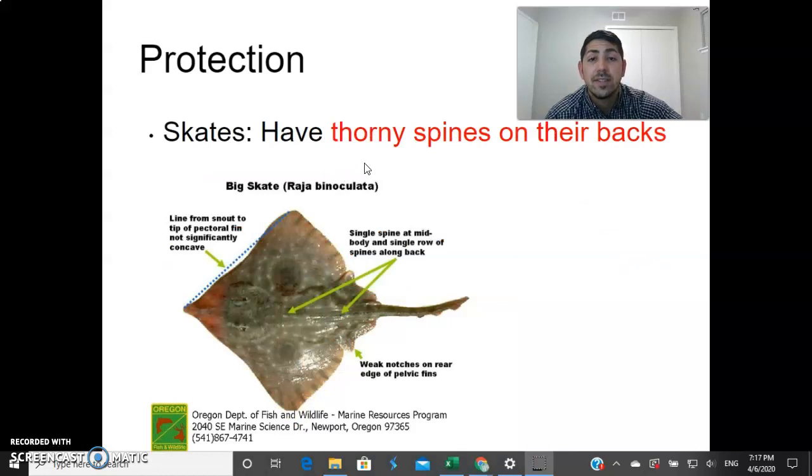For protection, skates have thorny spines on their backs. So they have a single spine at the mid-body and a single row of spines along the back. One of the things that I want you to note about this picture is how there's a line that you can draw from the tip of the pectoral fin to the snout. And so this straight line really helps with being able to define a skate from a ray.